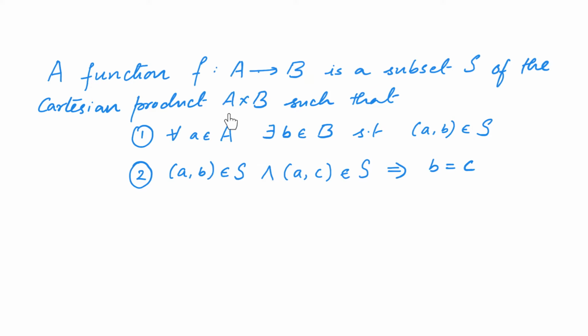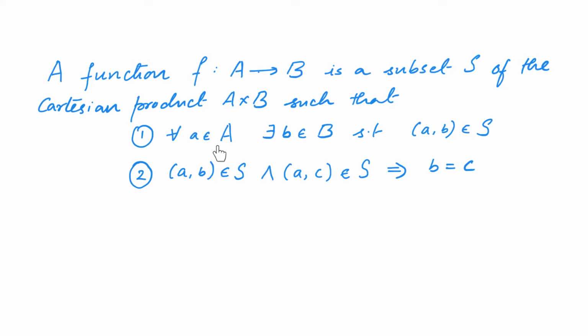A function f from a set A to a set B is a subset S of the Cartesian product A cross B such that two conditions are satisfied. First, for every a in capital A, there exists an element b in capital B such that the pair (a, b) belongs to S. Second, if (a, b) and (a, c) are in S, then b is equal to c.